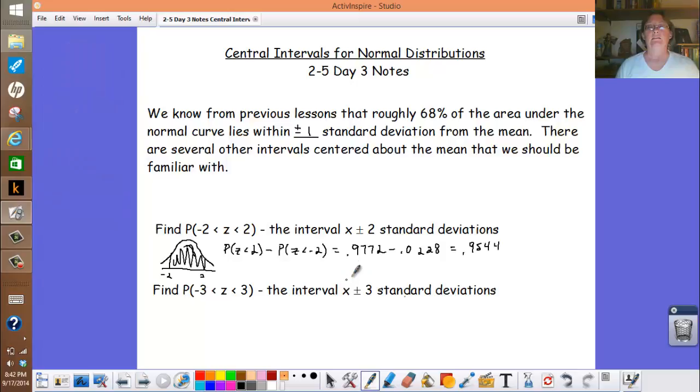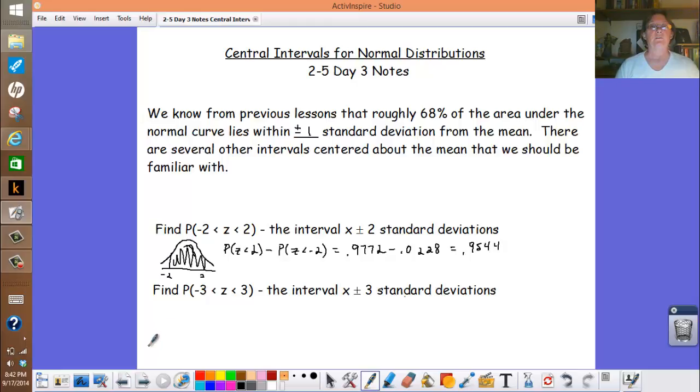I did my lookup, and this is what I found. The probability that z is less than 2 is 0.9772. The probability that z is less than -2 is 0.0228. I subtract those and see the probability between a z-score of -2 and +2 is about 95%, okay, 0.9544.